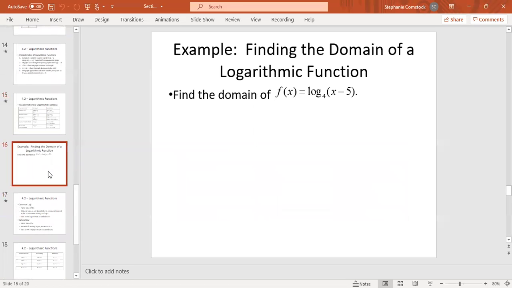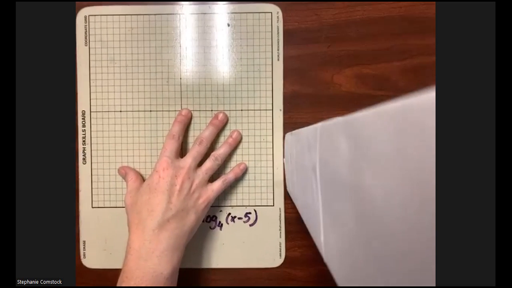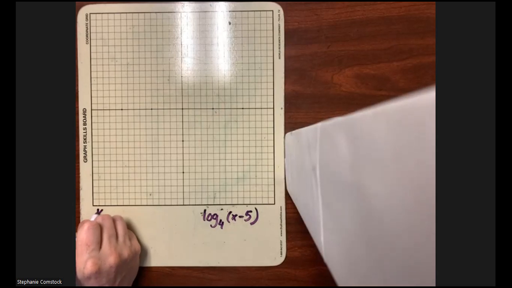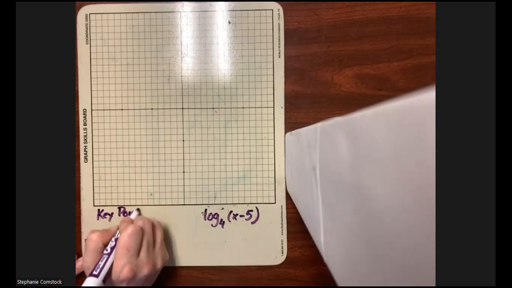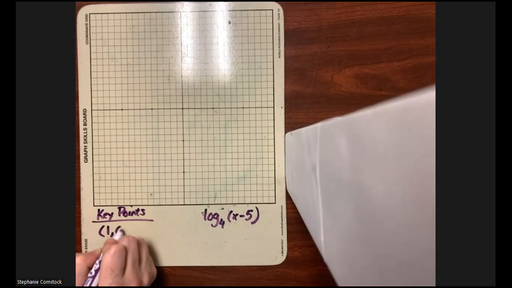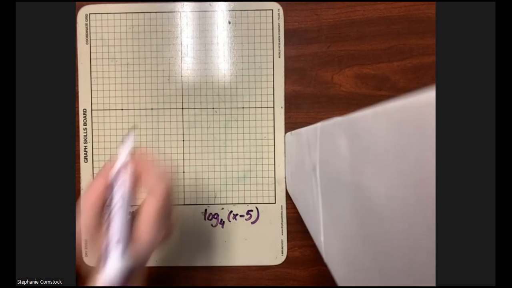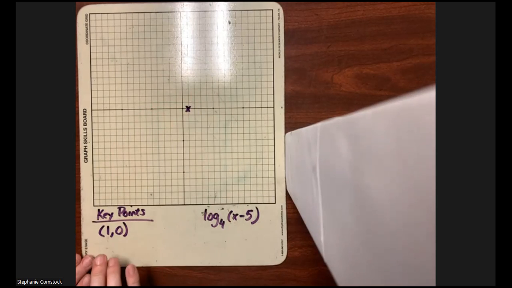So they ask us to find the domain of log base 4 of x minus 5. Now, first thing that we're going to do is graph this lovely thing first, so that we can then handle and discuss finding the domain, because graphs can oftentimes help with this. Okay, so now, same way that we did with our exponentials, I'm going to talk about a couple of key points. I'm going to be utilizing 1, 0, because they already told us that is a point. That is the switch of that 0, 1.